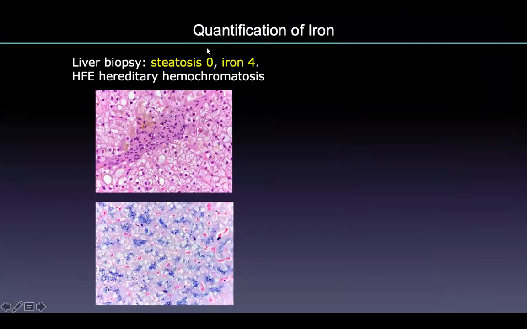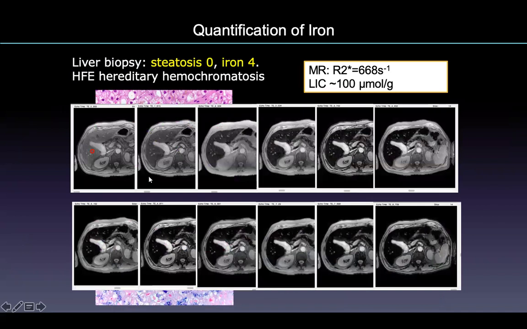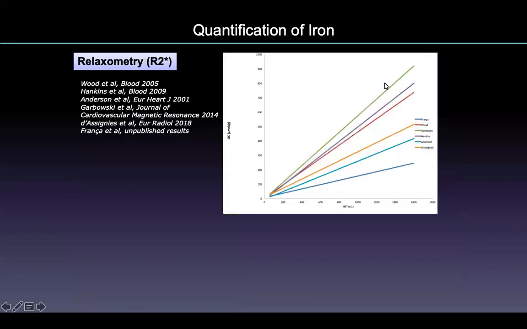Okay, so this is an example of a patient with hereditary hemochromatosis, and this is the liver biopsy with severe iron overload, and this is the MR sequence. And you can see on a multi-echo sequence the signal decay of the liver, but also of the pancreas, which is common in hereditary hemochromatosis. And this is the R2 star measurements and the correlation with the liver iron concentration measurements.